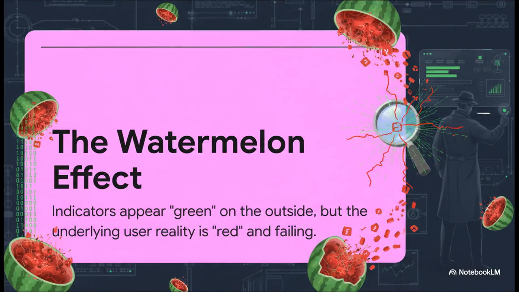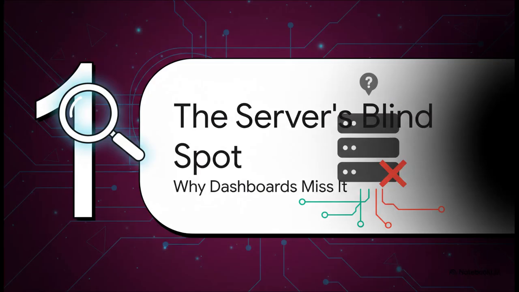Well, this whole frustrating mess actually has a name, the watermelon effect. And it's perfect, isn't it? Your observability looks great and green on the outside, but the second you slice into it, it's all red and failing on the inside. This illusion of health is the real culprit behind so many of your quality problems. So let's get to the why. How can our dashboards, our precious dashboards, be so completely wrong?